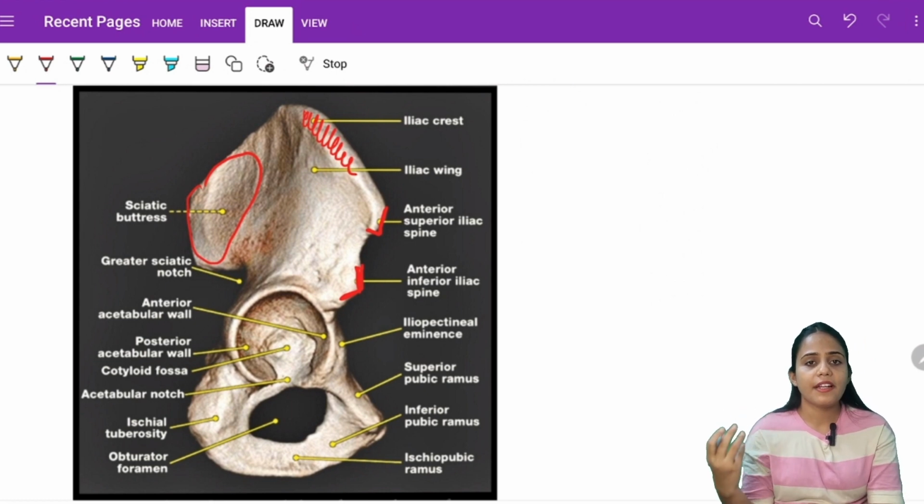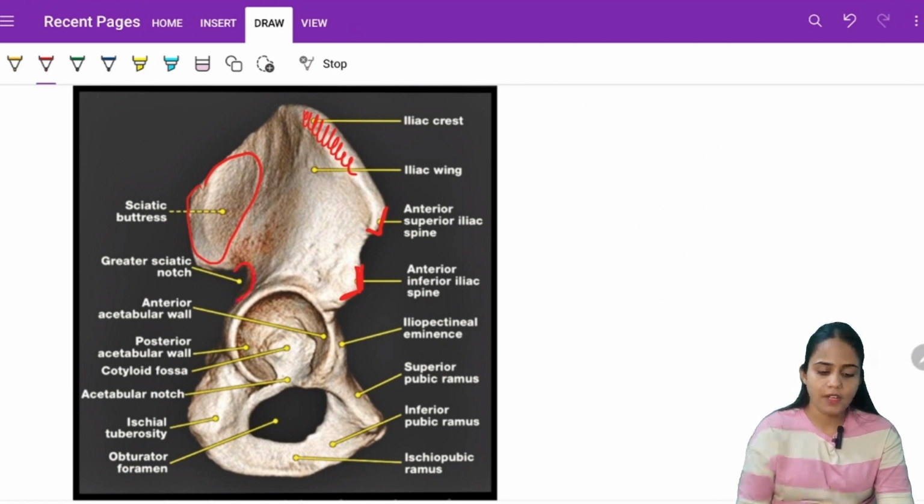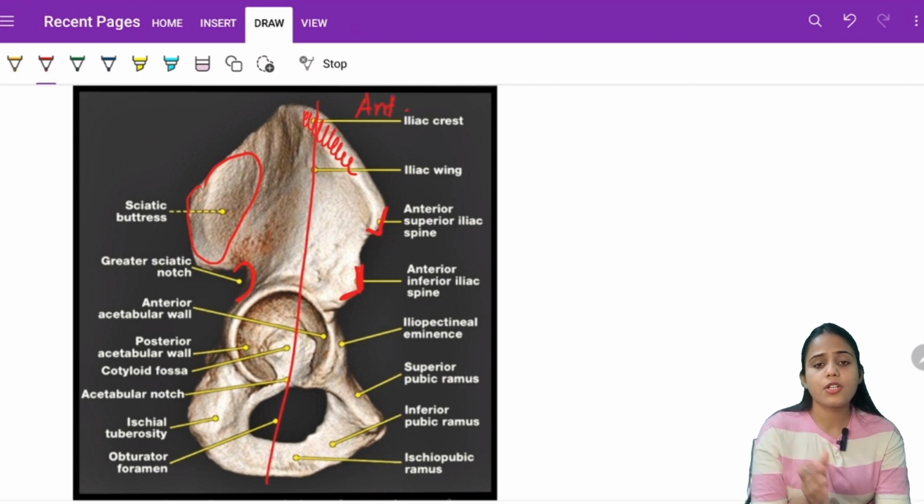This is the part of the ilium which connects the axial skeleton with the appendicular skeleton. We have the greater sciatic notch somewhere here. Now this entire portion on this side is the anterior column. The posterior portion excluding the iliac wing is the posterior column.